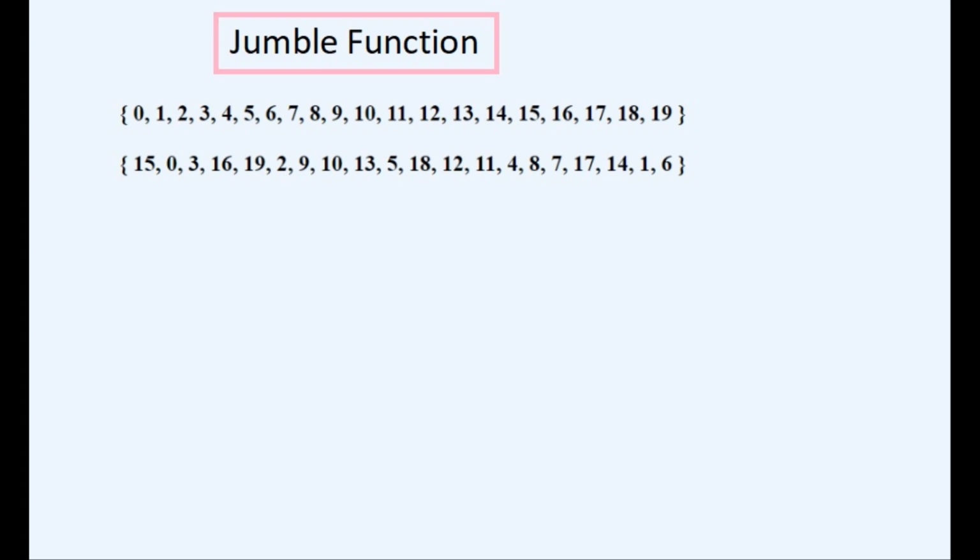Hello and welcome to this video about the jumble function. This function is the reverse of sort and creates a list of randomly jumbled numbers. In this example, a list of numbers from 0 to 19 is jumbled up so that each of these numbers appears only once in this jumbled list.